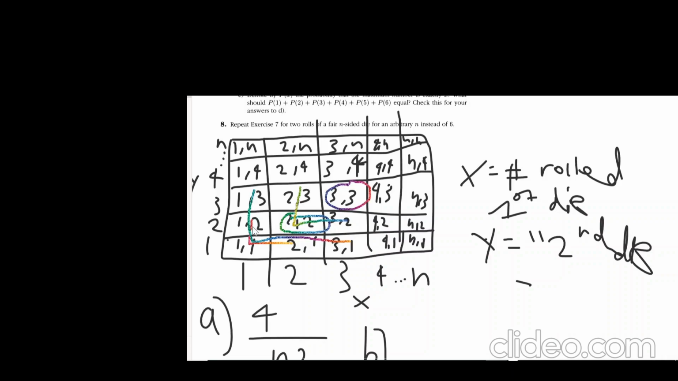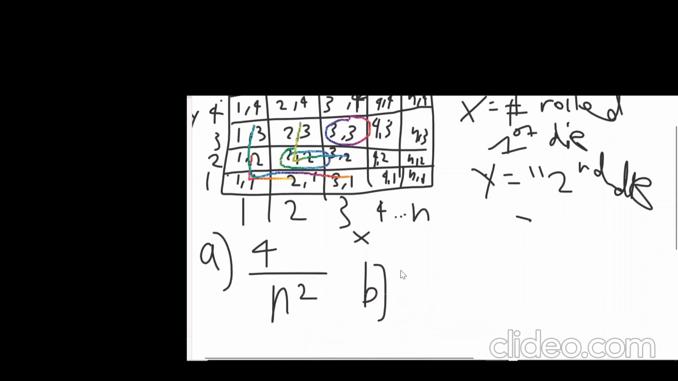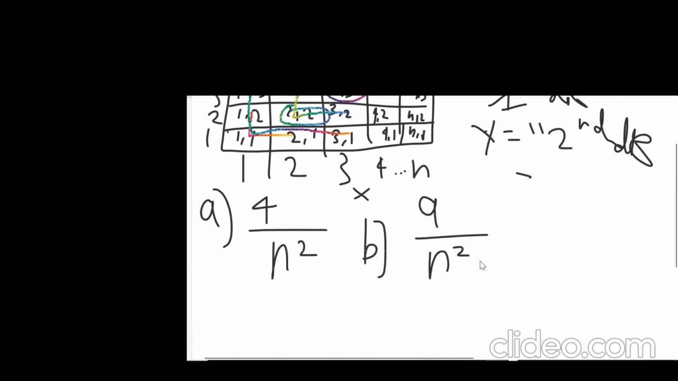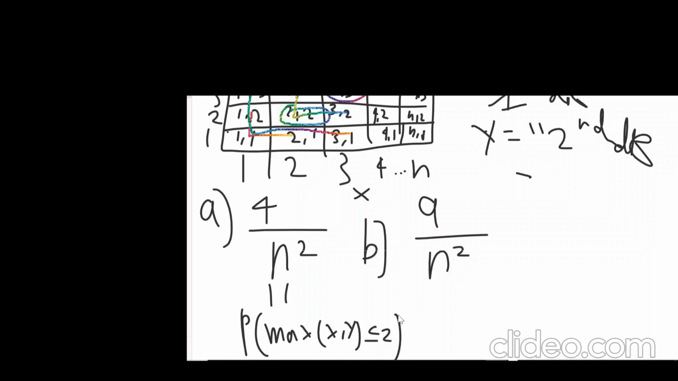Now if we count that, 1, 2, 3, 2, so 5, plus 3 is 8, then the last one, so it's 9. Once again, it's over n squared total squares, so our probability is 9 over n squared. I guess a better notation is P of max(x, y) less than or equal to 2, and then the same thing here for 3.